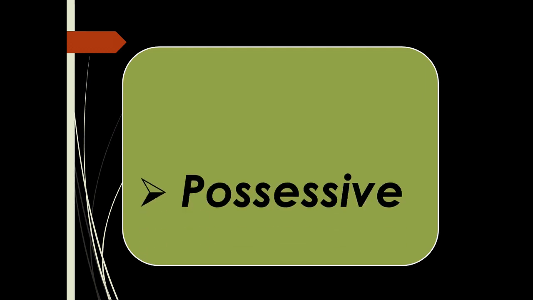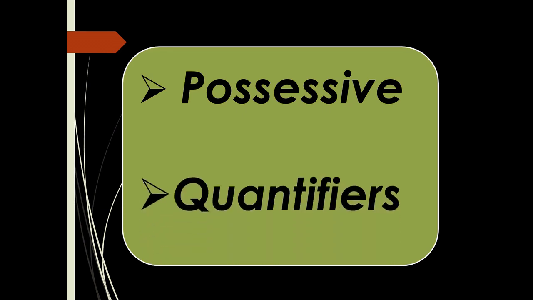I have already explained to you two kinds of determiners, that is articles and demonstratives, in lecture number 1. So today we shall cover the next two kinds of determiners in this lecture, that is possessive and quantifiers. The rest two kinds will be taught to you in the next lecture.